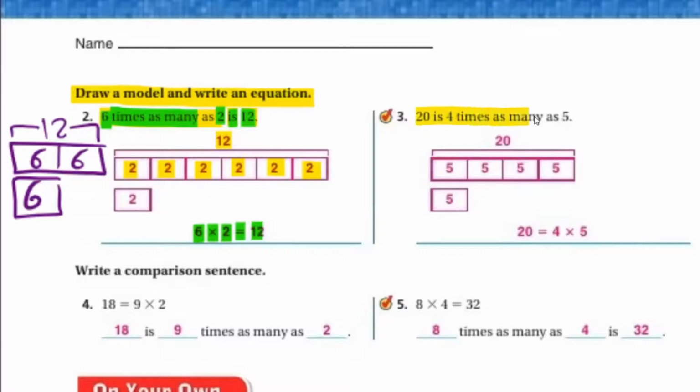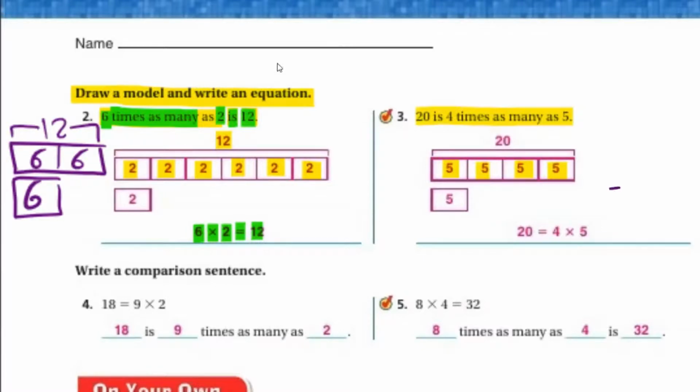20 is 4 times as many as 5. Okay, we can model it in two different ways. The first way, as you see here, you can repeat 5 4 times. So let's count here. 1, 2, 3, 4. We have 4 blocks of 5. Okay, or we can repeat 4 5 times. So you can draw 5 blocks of 4.